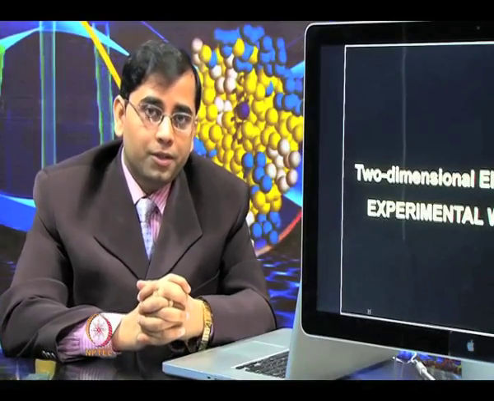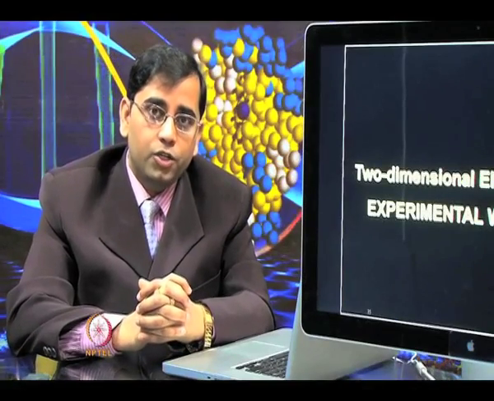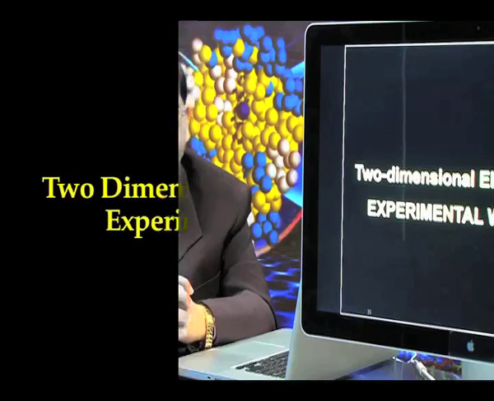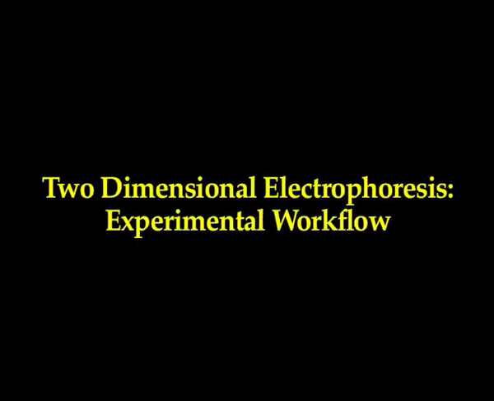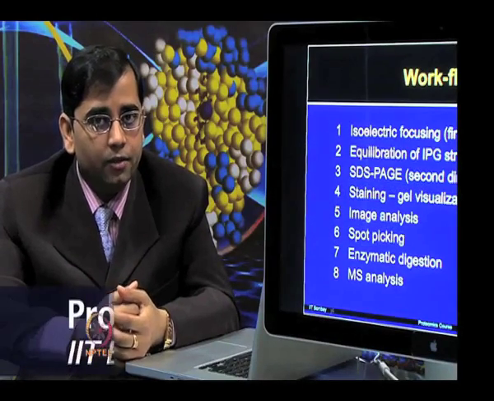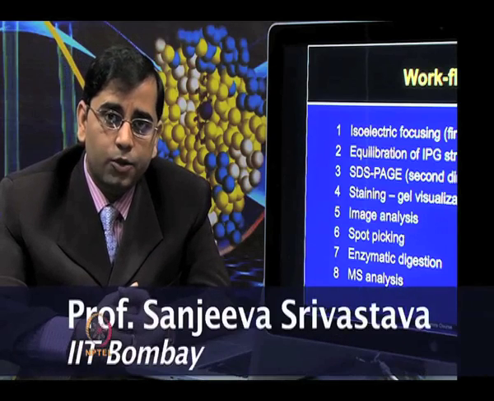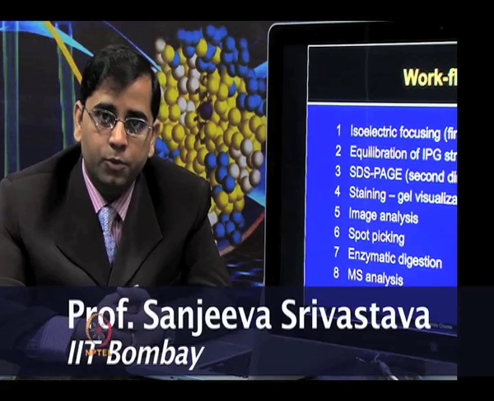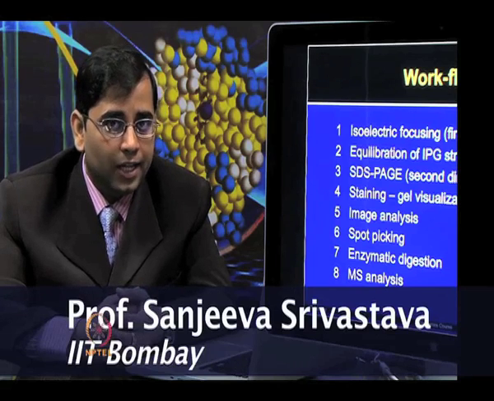So, now let us go to the detailed part of each of the processes involved in studying two-dimensional electrophoresis, the experimental workflow. There are different steps which are involved in making a good gel. The first point in that workflow is isoelectric focusing, which is the first dimension separation of the proteins based on isoelectric point.